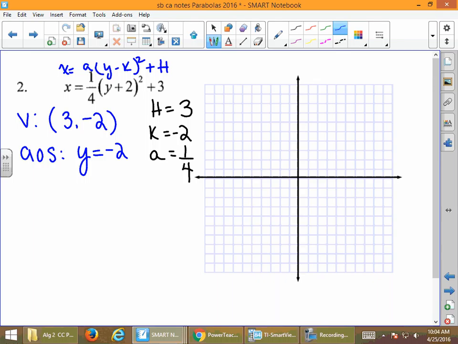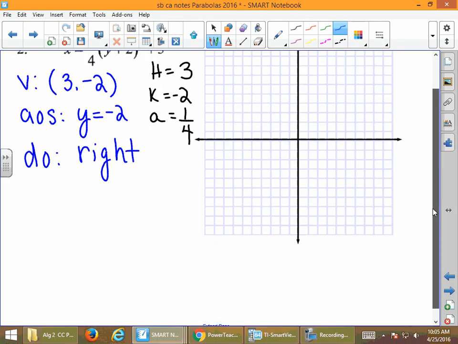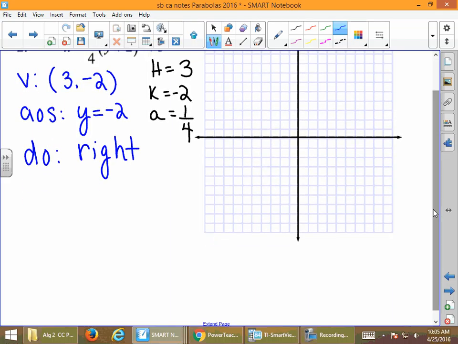So our direction of opening this time, here's where the differences really start to happen. a is 1/4, it's a positive number. Are we going to open right or are we going to open left? We're going to open right. So let's get this picture graphed here, and hopefully I can have a little bit better picture than the last one.